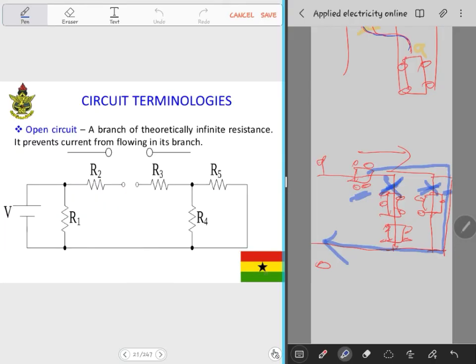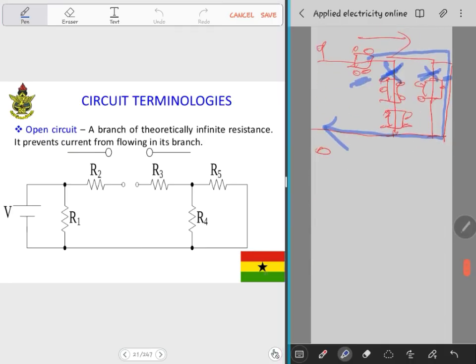And then an open circuit. An open circuit is where you introduce an open space. The short circuit is a path of theoretically zero resistance, right? The resistance is 0, and that's a short-circuited part. And then we have an open circuit, where we say that the resistance there is infinite.